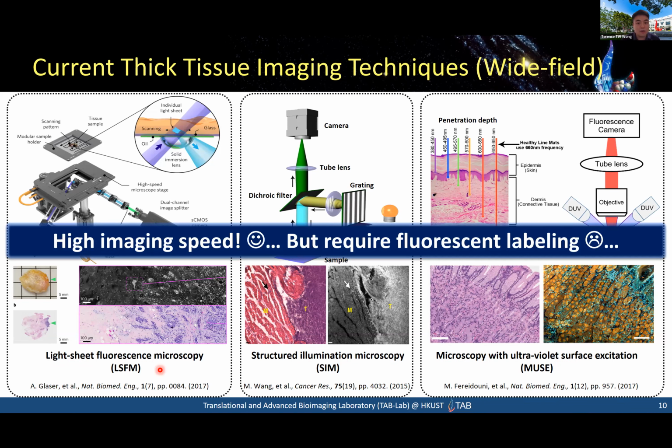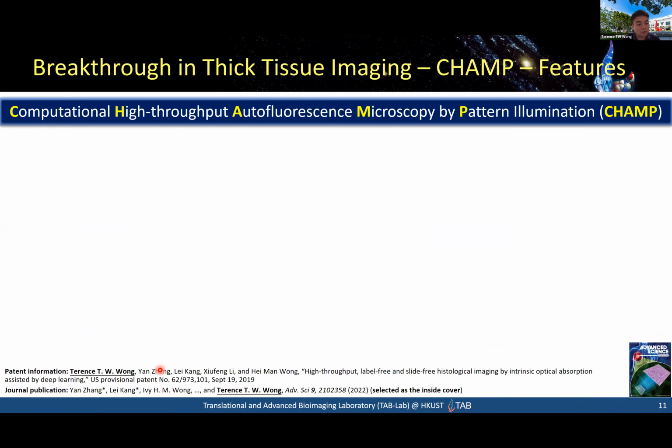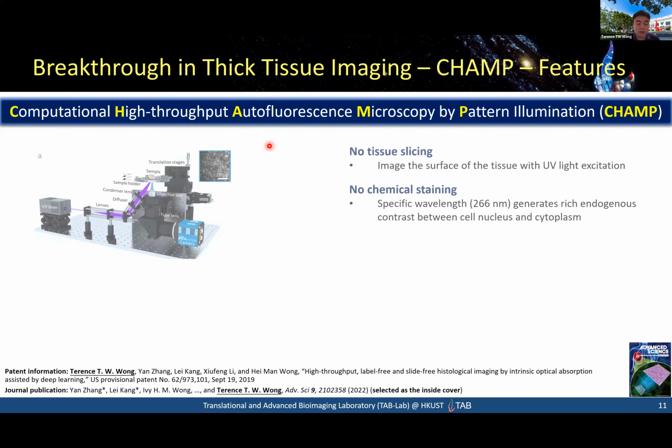So we ask ourselves, is it possible to have both advantages? Label free, such that the sample preparation is fast, or I can even say that no sample preparation is needed. And not only that, we want wide field, such that we can provide very high imaging speed. So that's really what we propose. It's called computational high throughput autofluorescence microscopy by pattern illumination. In short, we call it CHAP, by taking the first letters of most of the words of this technology.